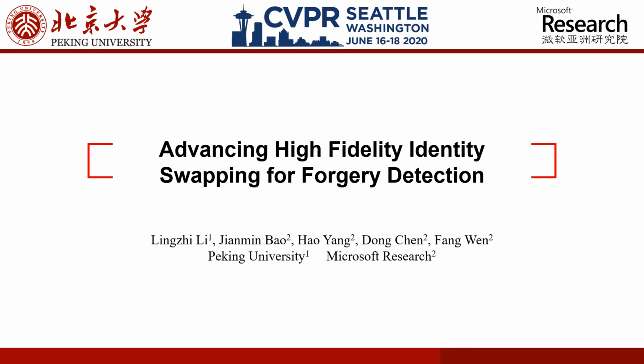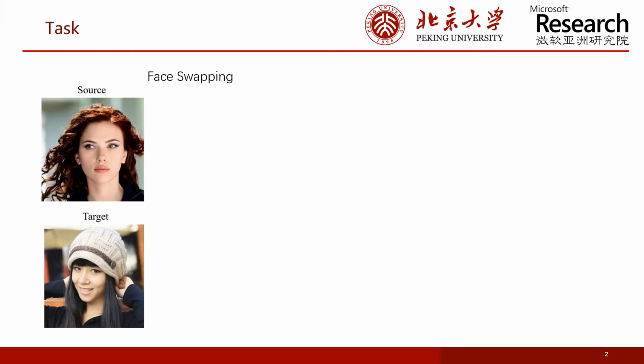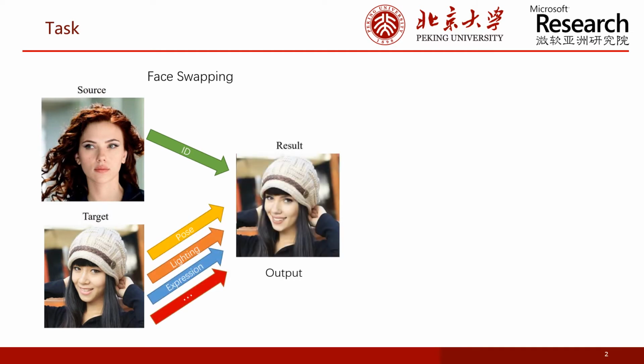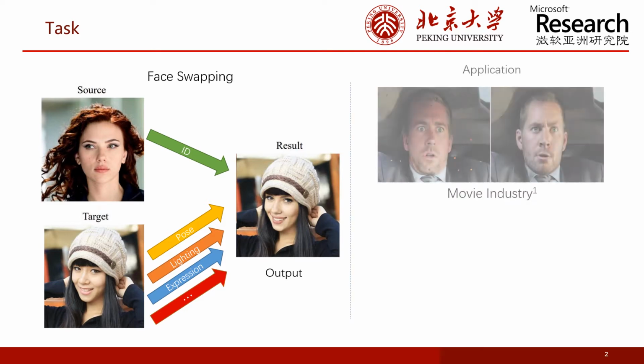In this paper, we propose a new face swapping model called FaceShifter, which can generate high-fidelity and occlusion-free face swapping results. A typical face swapping task is to take the identity from the source face, while all other attributes, like head pose, facial expression, lighting, and background, come from the target face to generate a new face. It has a wide application potential.